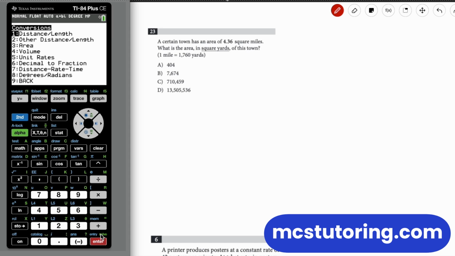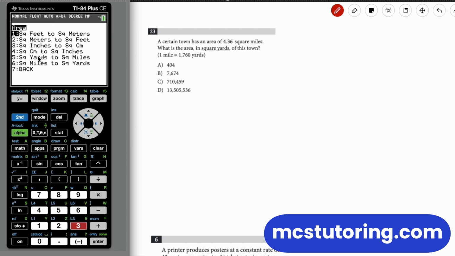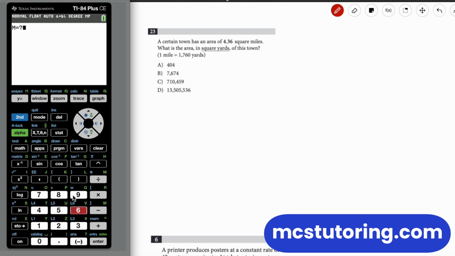Okay. A town has an area of 4.36 square miles. What is the area in square yards of this town? So obviously, it's an area question. And we're going from square miles to square yards, option 6. Okay. How many miles do we have? 4.36. This is a huge answer, 13,505,536. But there we go.